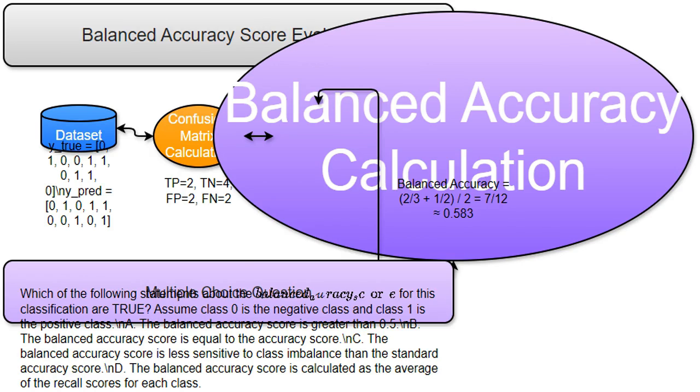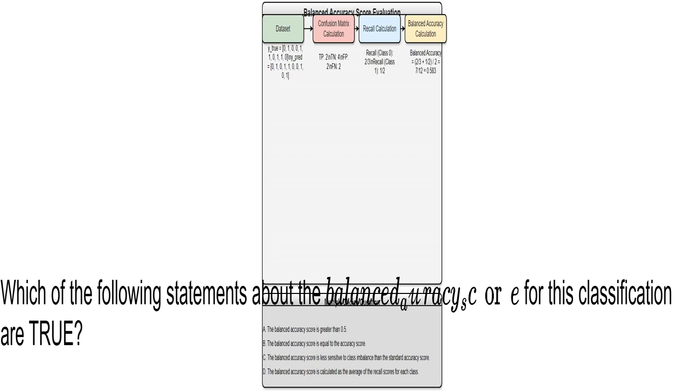This is a multiple-choice question, testing my understanding of the balanced accuracy score and its properties. I am evaluating several statements related to the balanced accuracy score's value, its relationship to standard accuracy, and its robustness against class imbalance. This is the core question of the quiz. We'll evaluate 4 statements about the balanced accuracy score. We need to determine whether each statement accurately reflects the calculated balanced accuracy score, comparing it to the standard accuracy and considering its behavior with imbalanced datasets.